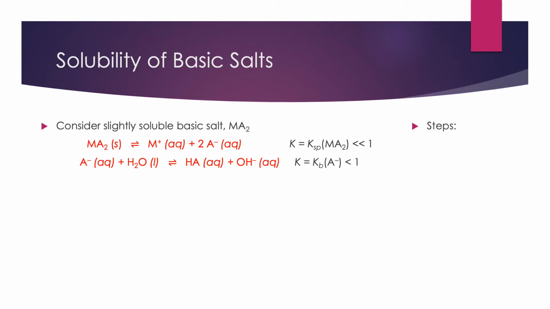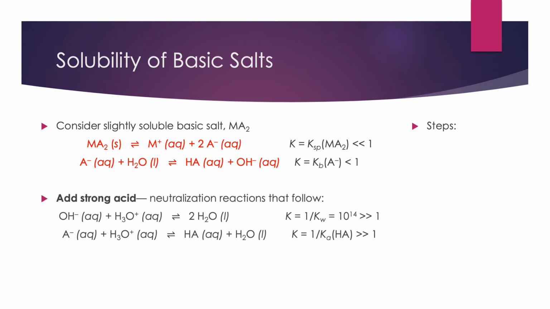In this case, the equilibrium is going to be the solubility product for MA2, and we presume it's much less than 1. Now, when that begins to dissolve in water, it's a basic salt, so the A minus is going to react with water molecules to form undissociated HA and hydroxide ions. So it's going to have some base character to it. The equilibrium for this reaction is just the Kb for A minus, which is presumably less than 1.